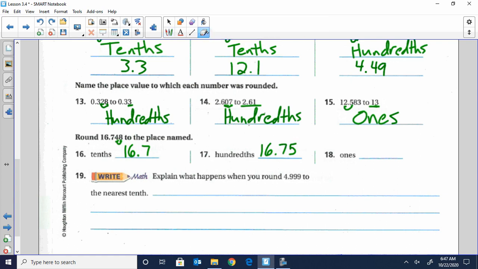If we were rounding to the ones place, that would be the 6. The 6 looks to the 7 in the tenths place, and the 7 tells the 6 to bump up. So we're going to round this just to 17. 16 and 748 thousandths would round to 17, and that would be the ones place.